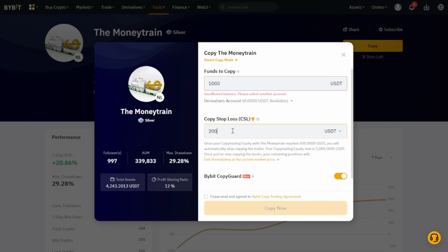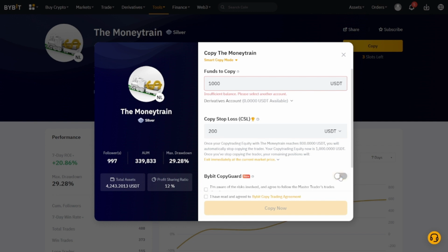20% of 1000 USDT is $200. So right now you don't have to worry. You know that once you lose this kind of money, the system will automatically stop you from copying this guy's trades. And if he's making money, you just come to this website, your account, and monitor this guy over here on your main account. I'm going to show you that right away.